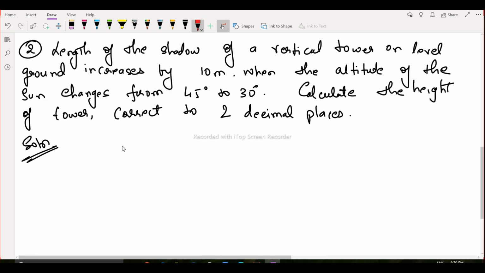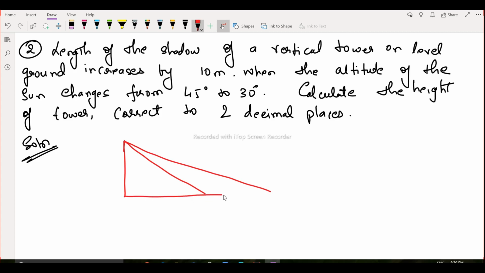So again, in this case, if this is the tower, you draw a straight line perpendicular to the ground, and the shadow, if you take the first one as 45, and now it gets steeper and it becomes 30 degrees, so it will come something like this. So this is 45, this is 30, and as per the question this is 10 meters. So the length of the shadow of the vertical tower on the ground increases by 10 meters when the altitude of the sun changes from 45 degrees to 30 degrees. Calculate the height of the tower.